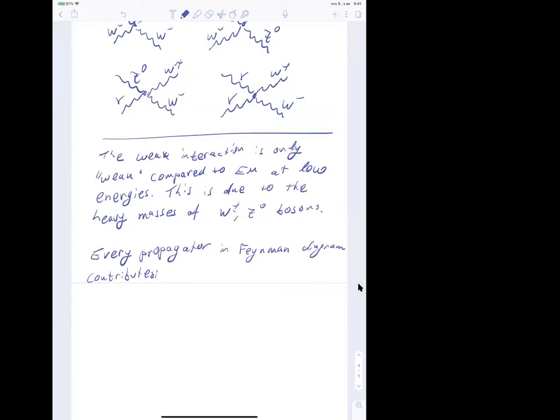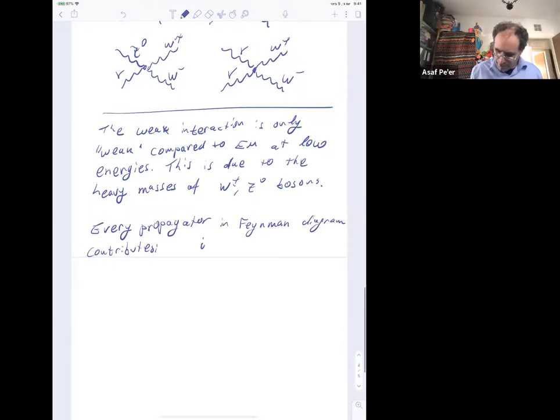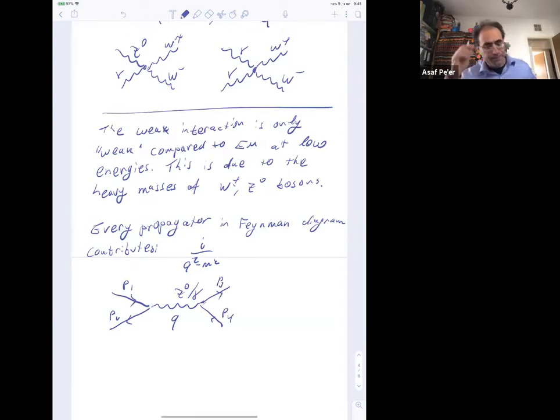Is it 1 over p squared plus m squared? Nearly. It's 1 over q squared minus m squared. M is the mass of the propagator, and q is the momentum. We had something like two particles interacting, P1, P2, and then we had a propagator, a gamma, with momentum Q. And then we had P3 and P4. Remember that? We were discussing that.